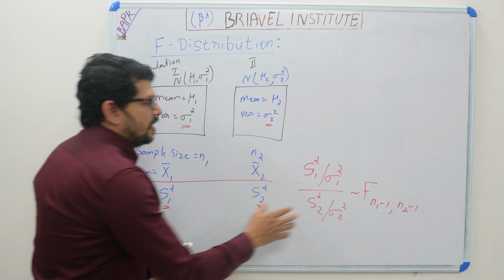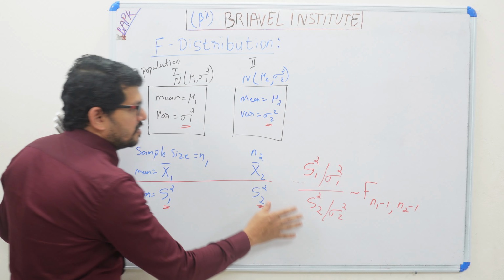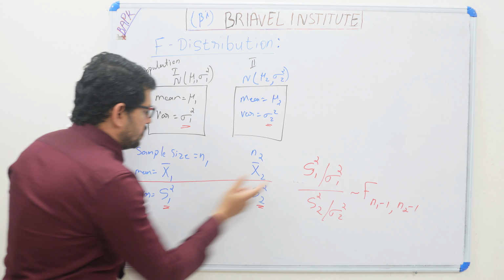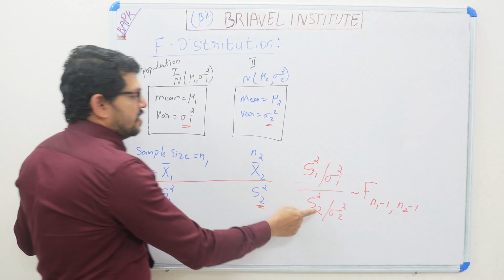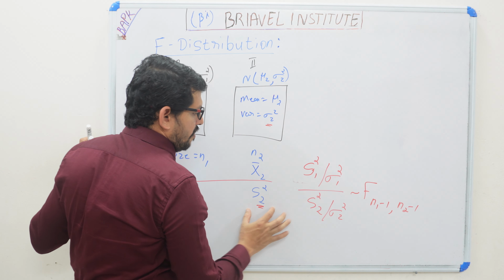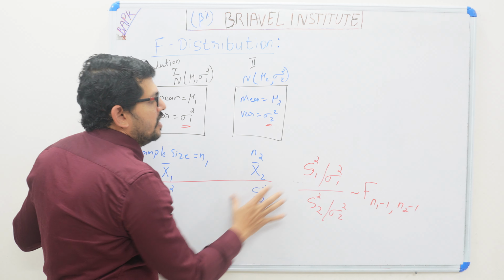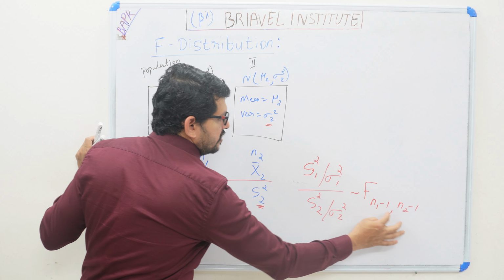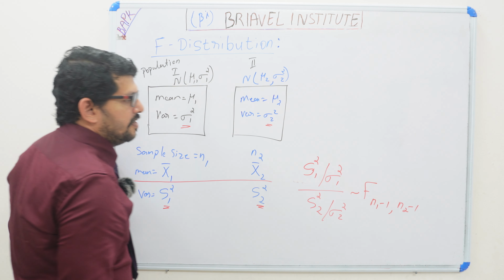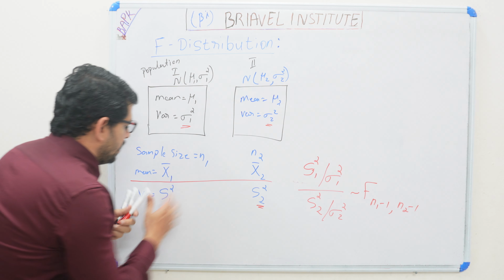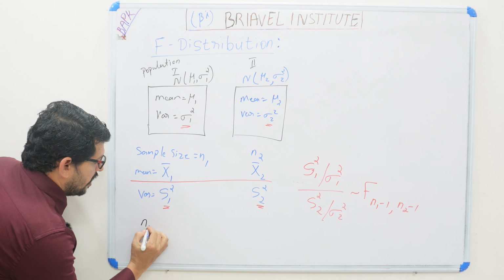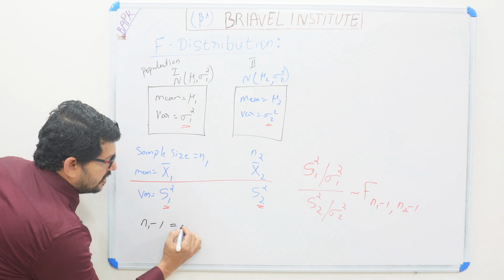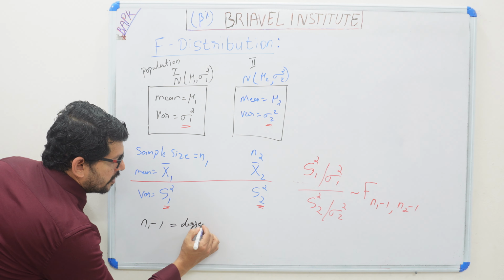How we get to this, we will study in the next class. So S1 square is the sample variance and sigma 1 square is from the population, and S2 square and sigma 2 square are from the other. So for this ratio, it is n1 minus 1 and n2 minus 1. This n1 minus 1 is the degree of freedom of the numerator.